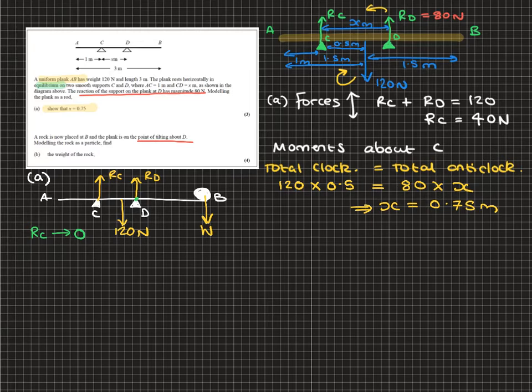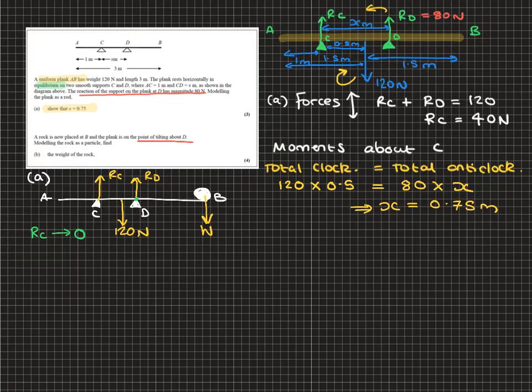Now this is when the plank is about to tilt, which means we're about to lose contact between the pivot at C and the plank, which means RC is starting to approach 0. At the point at which RC very definitely equals 0, that's the point at which we've lost contact. In so many situations in mechanics, we have that situation where something's about to do something. Think about limiting equilibrium, when limiting equilibrium is about to be broken in F equals mu R. It's the same sort of concept here.